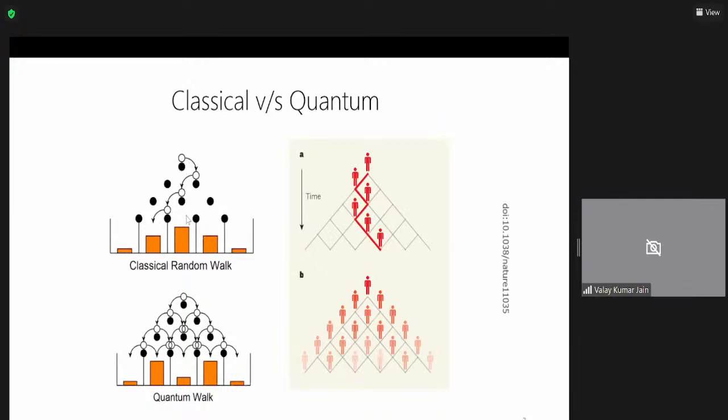coin toss. But in a quantum walk, because of superposition, as well as because of interference, a quantum walker can actually take multiple paths at the same time. And because of this, there can be multiple trajectories, and all of these trajectories can actually interfere with each other and create some interesting dynamics.